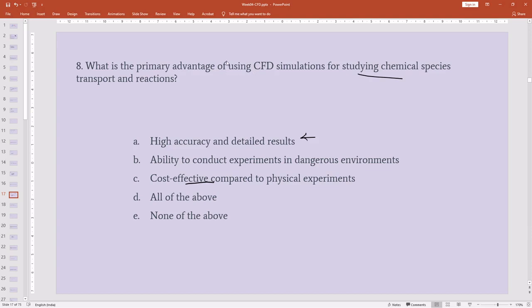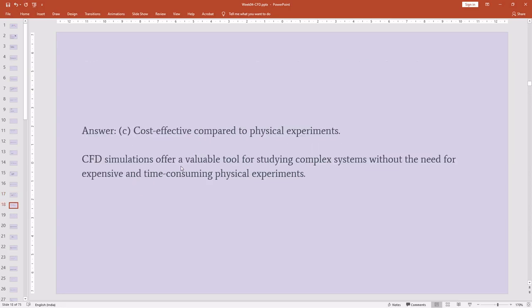CFD simulation is essentially a model, and modeling means approximation. So we are approximating the physical problem. This is a cost-effective method for simulating or calculating some physical problems. So the only option left for us is option C, which is a cost effective method compared to physical experiments. And you are right.